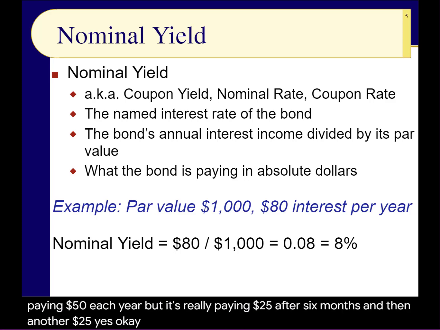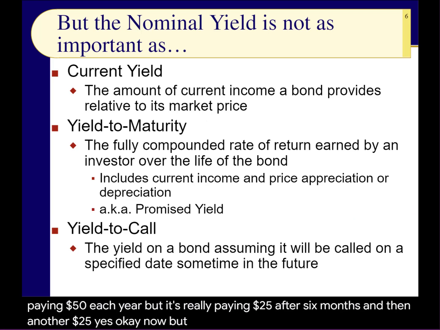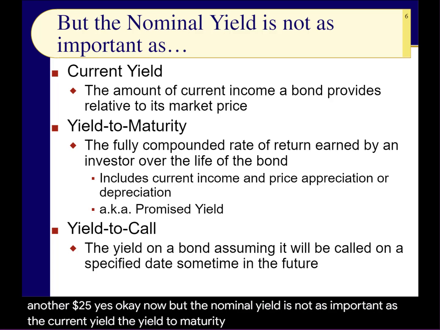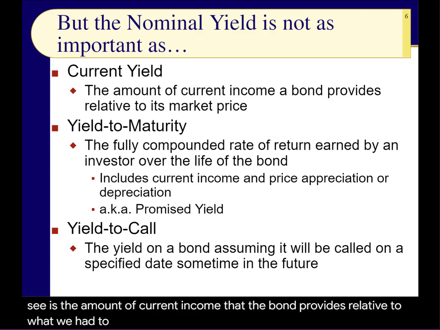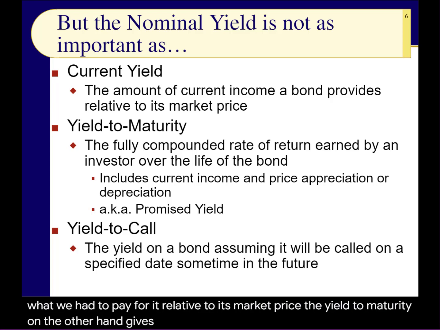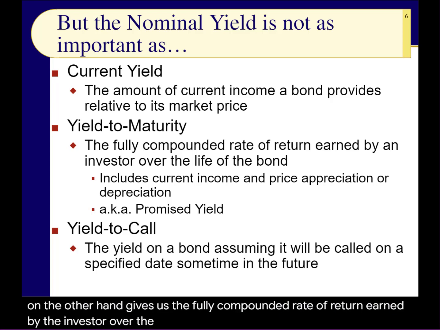Yes, okay. Now, but the nominal yield is not as important as the current yield, the yield to maturity, and then the yield to call. The current yield, as we'll see, is the amount of current income that the bond provides relative to what we had to pay for it, relative to its market price. The yield to maturity, on the other hand, gives us the fully compounded rate of return earned by the investor over the life of the bond.